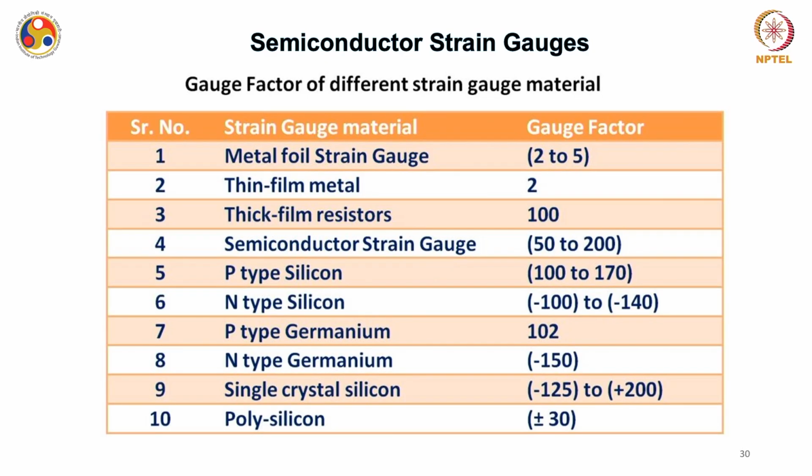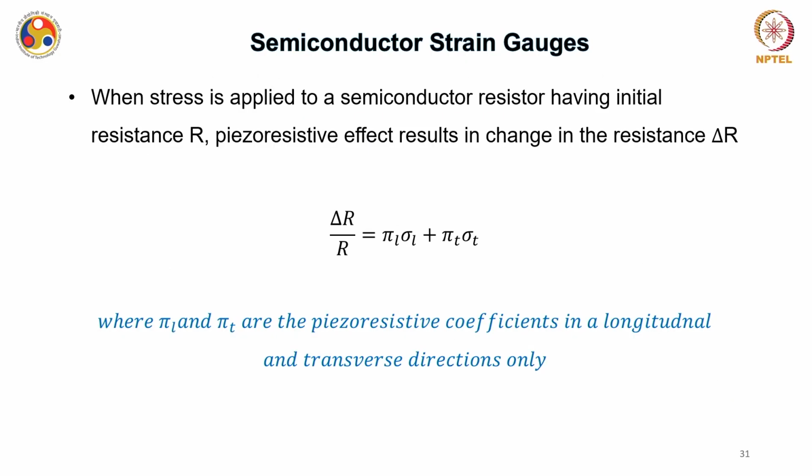For thick film resistors, the gauge factor is of the order of 100, while for semiconductor strain gauges, the gauge factor is anything in the range of 50 to 200. For p-type silicon you have a range from 100 to 170, while for n-type it is of the order of minus 100 to minus 140. P-type germanium has a gauge factor of 102, while for n-type germanium it is around minus 150. For single crystal silicon it is around minus 125 to 200, while for polysilicon, meaning polycrystalline silicon, it is of the order of plus minus 30.